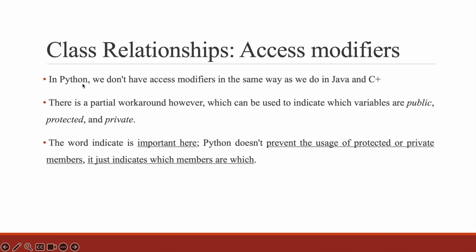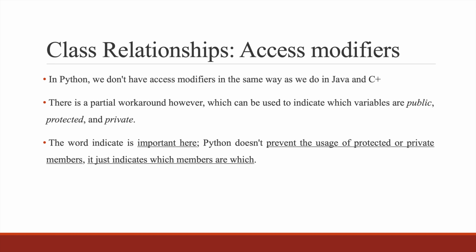So in Python, we don't have access modifiers in the same way that we do in C++ and Java. In C++ and Java, we have three main access modifiers. We have public, protected, and private. Public means that it can be accessed from anywhere. Protected can only be accessed by the class and its subclasses. Private can only be accessed by that class.